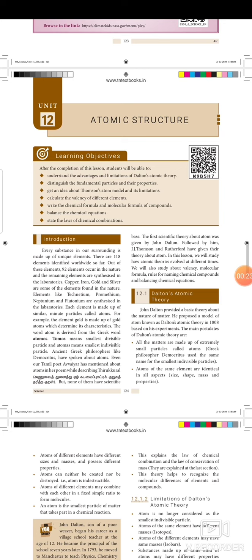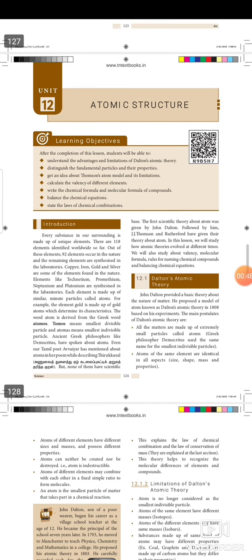Every substance in our surrounding is made up of unique elements. There are 118 elements identified worldwide so far. Out of these elements, 92 elements occur in nature and the remaining elements are synthesized in laboratory. Copper, iron, gold, silver are some elements found in nature. Similarly, elements like plutonium, neptunium are synthesized in the laboratory.